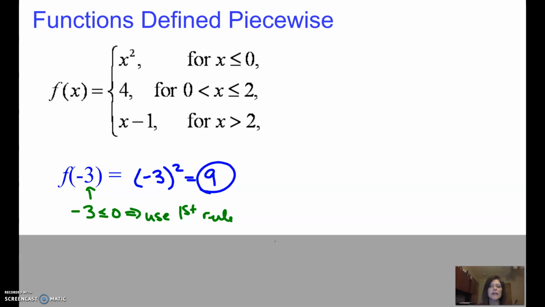In this video, we want to take a look at what we call piecewise defined functions. These are functions that are going to have a different rule or formula for different parts of the x-axis, or different x values. So we're going to have to pay attention to where our x falls in those rules in order to figure out which formula to use.